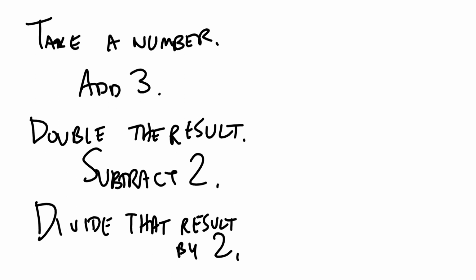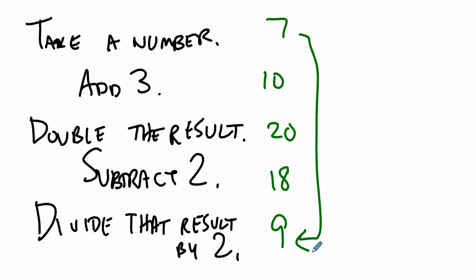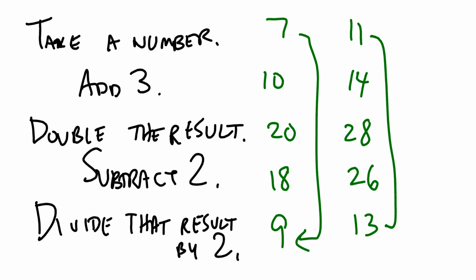Okay, so maybe you took your favorite number and you added 3 and you doubled the result and you subtracted 2 and then you divided that by 2 and you're like, huh, 7 became 9. And then you did it again with some other number, like 11, and you added 3, doubled, subtracted 2, divided by 2, and 11 became 13. Well, I wonder if this whole process just adds 2 every time. 7 becomes 9, 11 becomes 13.